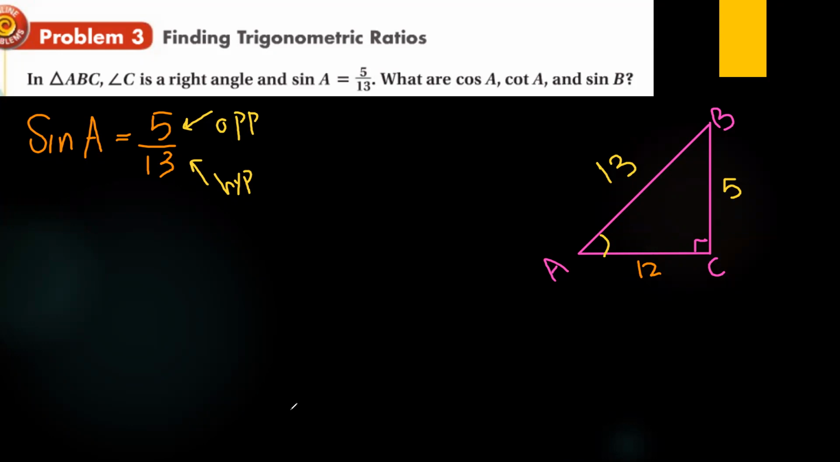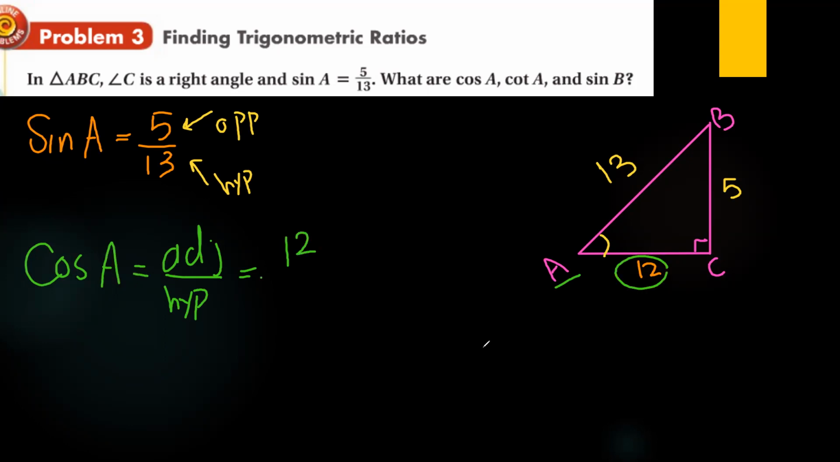After I fill my triangle, I need to find what is cosine of A. I know what my A is, this angle. So cosine is the adjacent over hypotenuse. Now where is the adjacent? Angle A, it's 12. And where's the hypotenuse? 13. So the cosine of A will be 12/13.